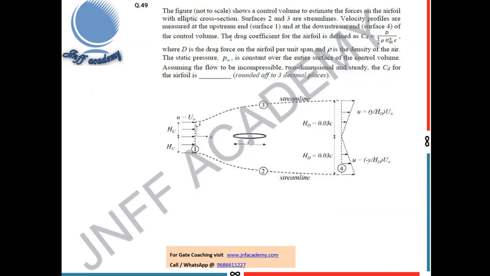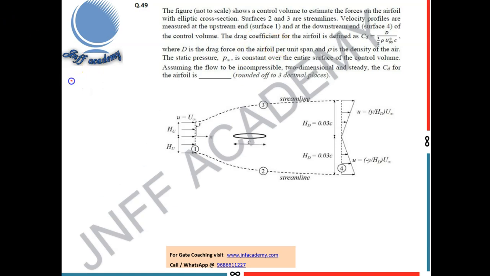Okay, next question. This question is a little involved. It is mathematically a little involved. Concept wise it is very easy. Both concepts and mathematics are involved in this question. So let's get started with this question. First, let's try to understand what is given in the question.